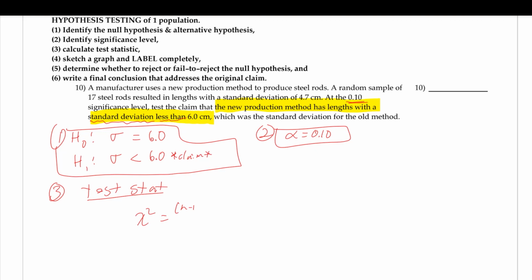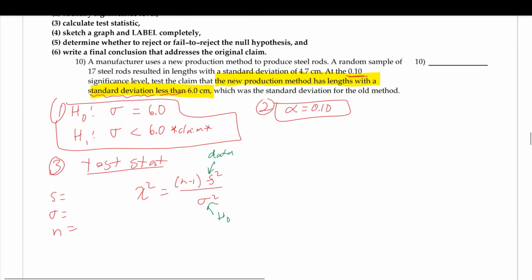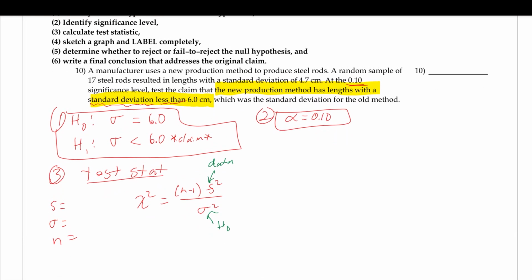So it's n minus 1 times sample standard deviation squared over the population standard deviation squared, which again is essentially a ratio between what we see in real life from our sample data and what is being hypothesized from the null hypothesis. Now they give us all these pieces, right? They give us what S is, what sigma is, what n is. S is the sample standard deviation. So if we reread this, from a random sample of 17 rods, so that's actually our sample size, 17, the rods had a standard deviation of 4.7. So this sample had a standard deviation of 4.7. And the sigma here comes from the null hypothesis, and that is 6.0.